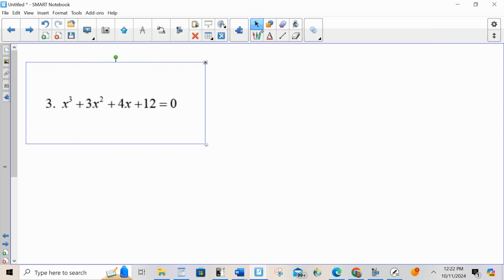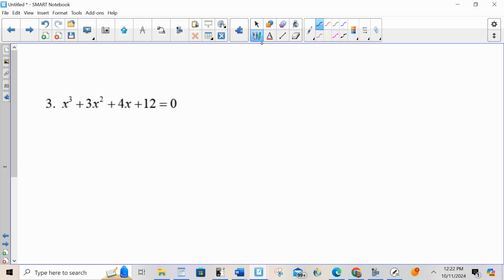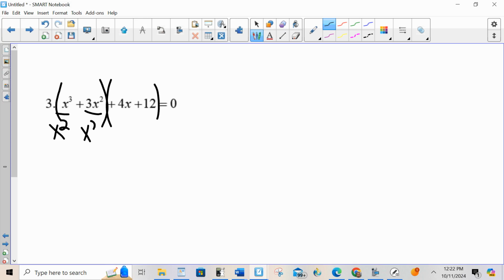Number 3, Mr. X to the third, he wants to party. Can he party right now? Yes. Party time, bubbles, factoring. 4 terms, there's no GCF, there's 4 terms. So I group it. I find the GCF of the first group. I find the GCF of the second group.